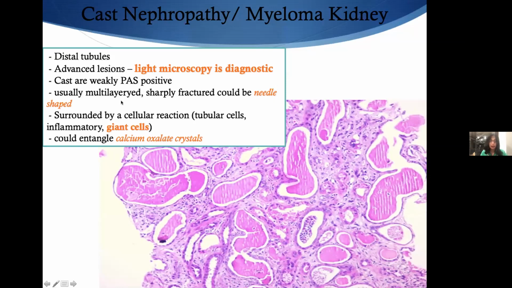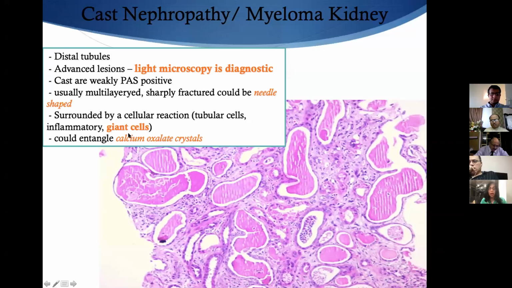The ones highlighted in orange are actually pathognomonic. So if I have a cast with a needle shape like this, this is pathognomonic, this is light chain. If I have a cast which is surrounded by giant cells or which is positive for Congo red, this is pathognomonic, and usually entangling calcium oxalate crystals, they are highly suspicious.